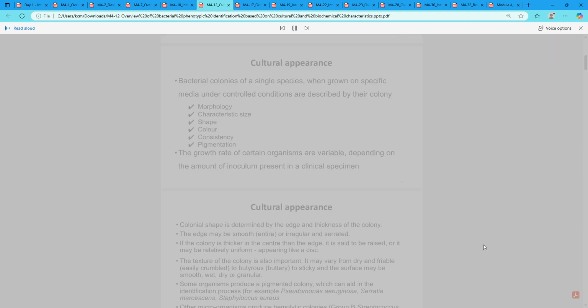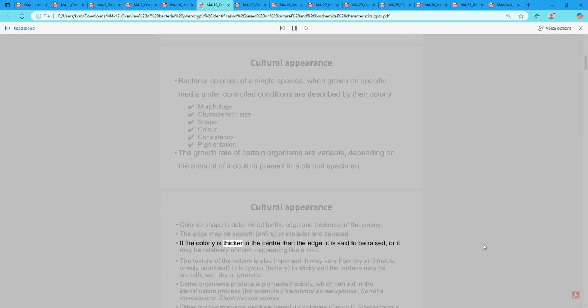2. Bacterial colonies of a single species, when grown on specific media, show characteristic morphology: size, shape, color, consistency, and pigmentation. The growth rate of certain organisms is variable depending on the medium. 3. Colonial shape is determined by the edge and thickness of the colony. The edge may be smooth, entire, or irregular and serrated.